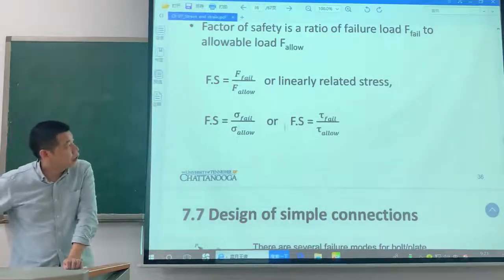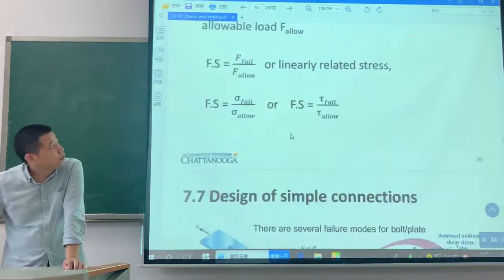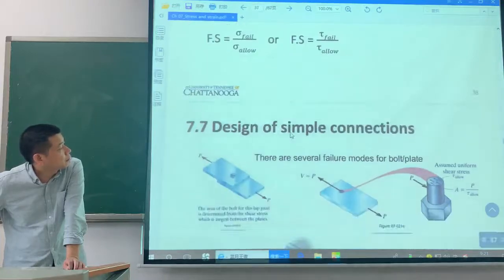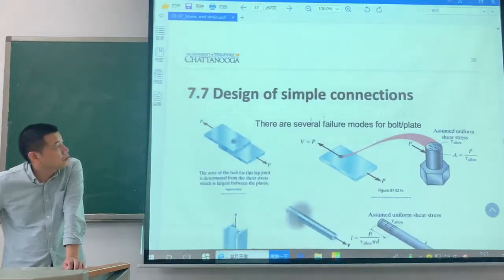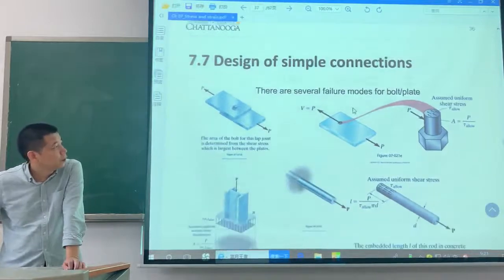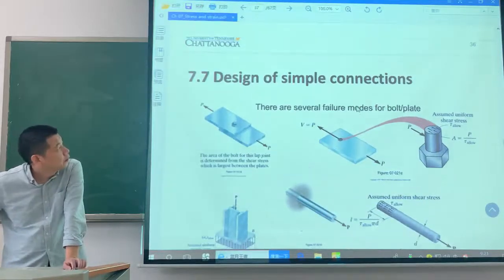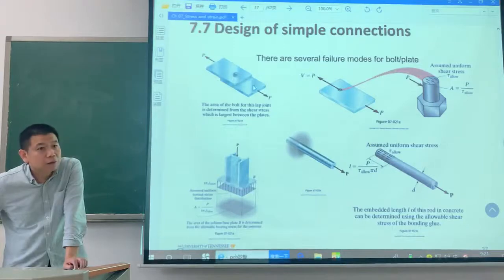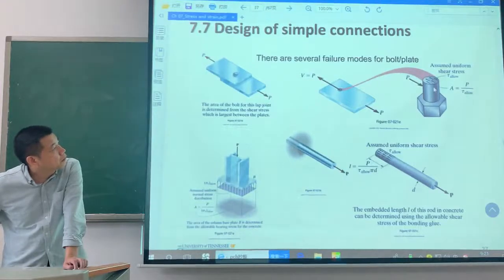So after we introduced allowable stress, we can introduce how to design a simple connection. For these two blocks, two plates are connected by the pin. Yes or not? It's the pin. There are several failure modes for the bolt or the pin.